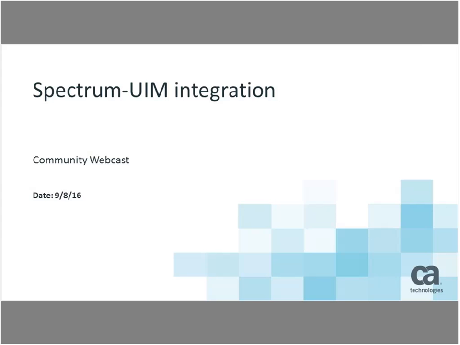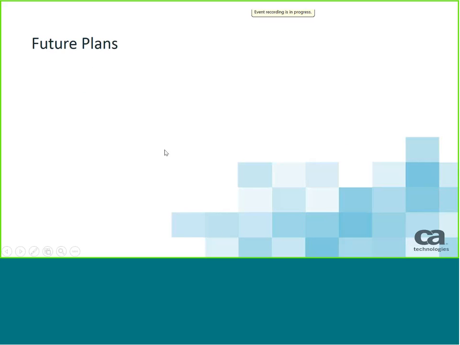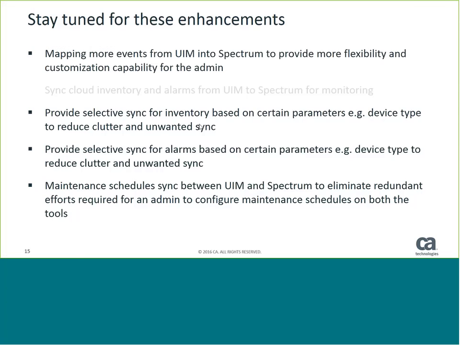The next item that we are planning to pick is syncing cloud inventory and alarms from UIM to Spectrum for monitoring, providing selective sync for inventory or alarms based on certain parameters. Now, this is another item that we got as feedback from our beta customers, and we're looking into it. And last but not least, syncing maintenance schedules between UIM and Spectrum to eliminate any redundant effort required for configuring these schedules in both the tools.